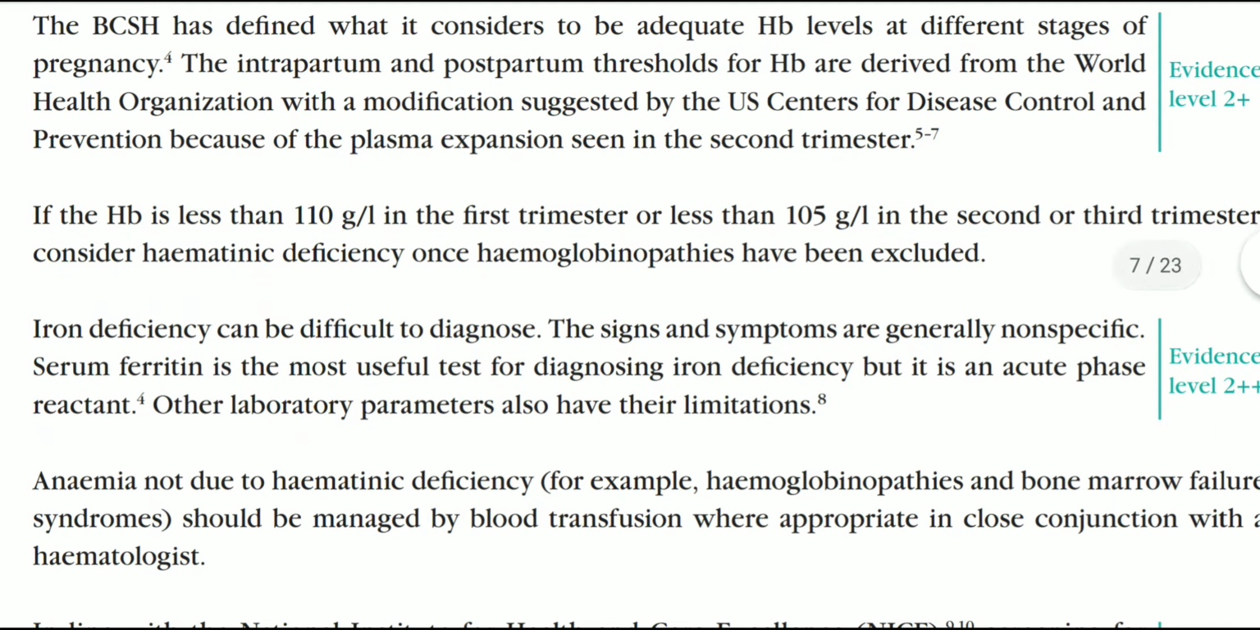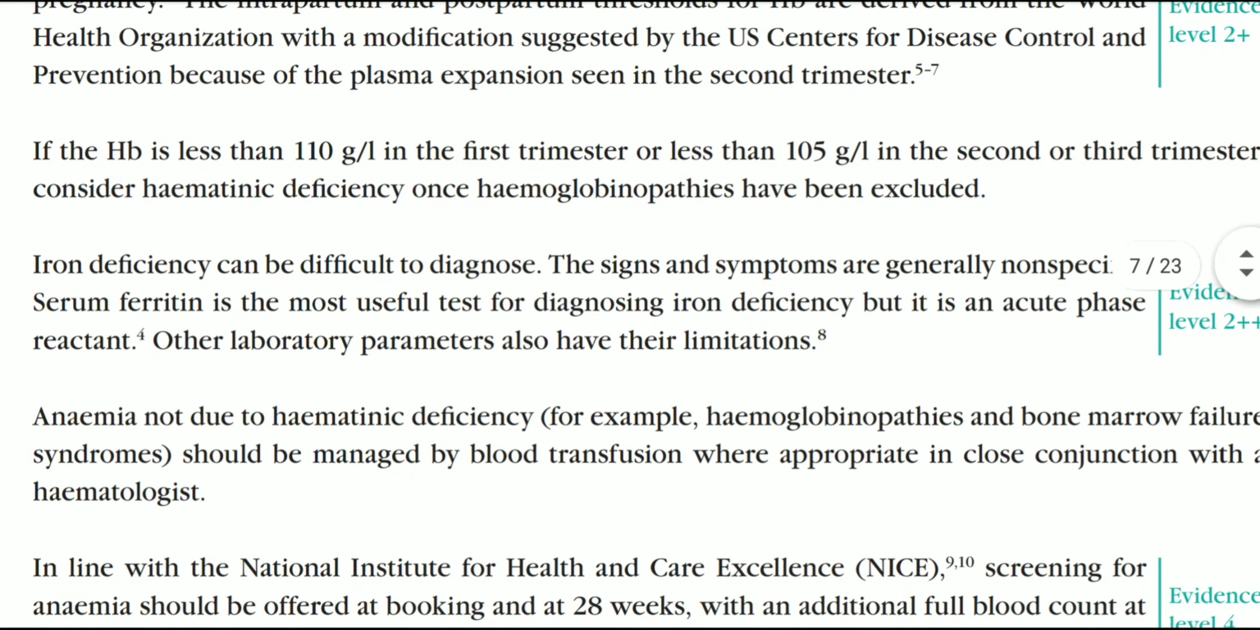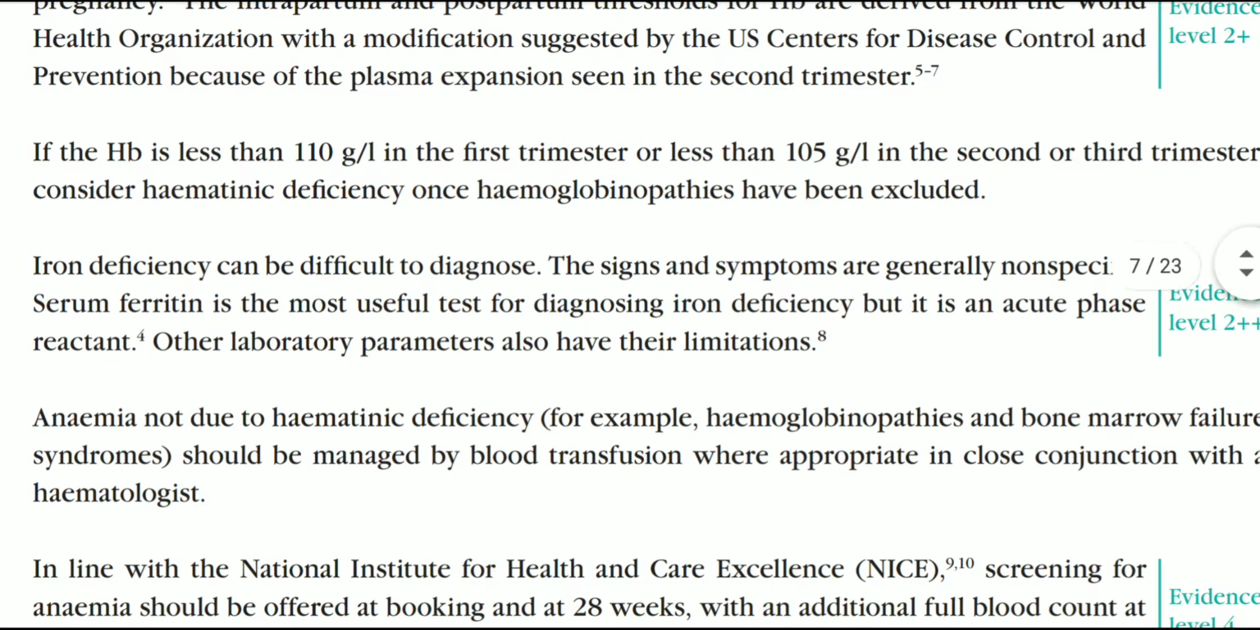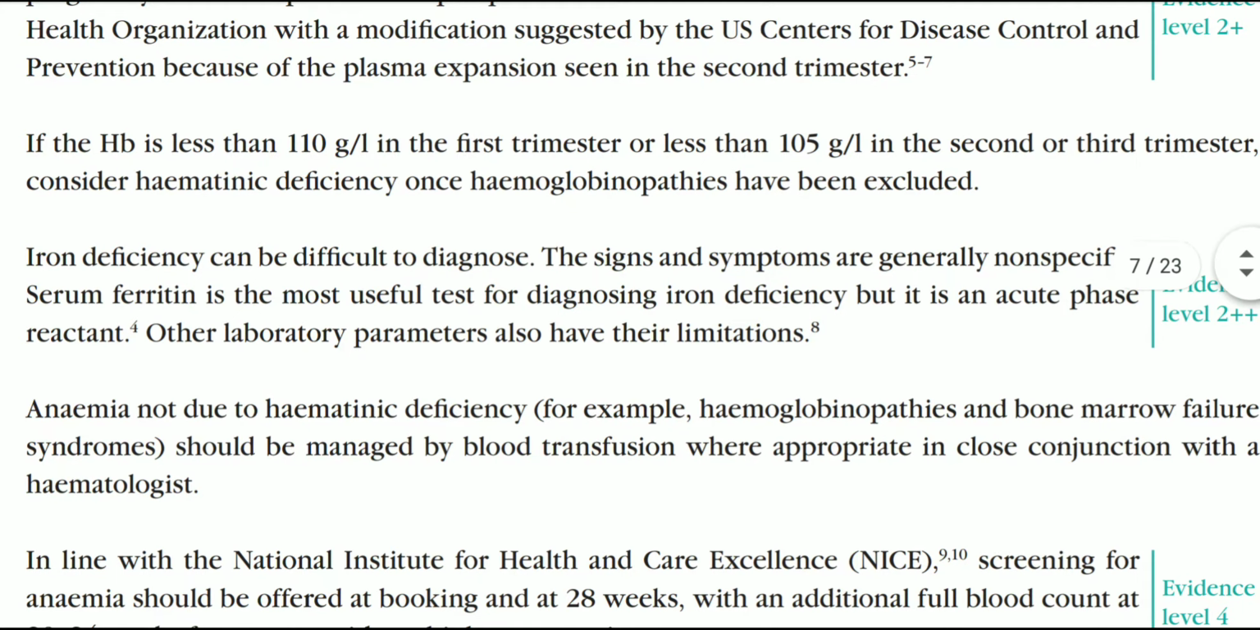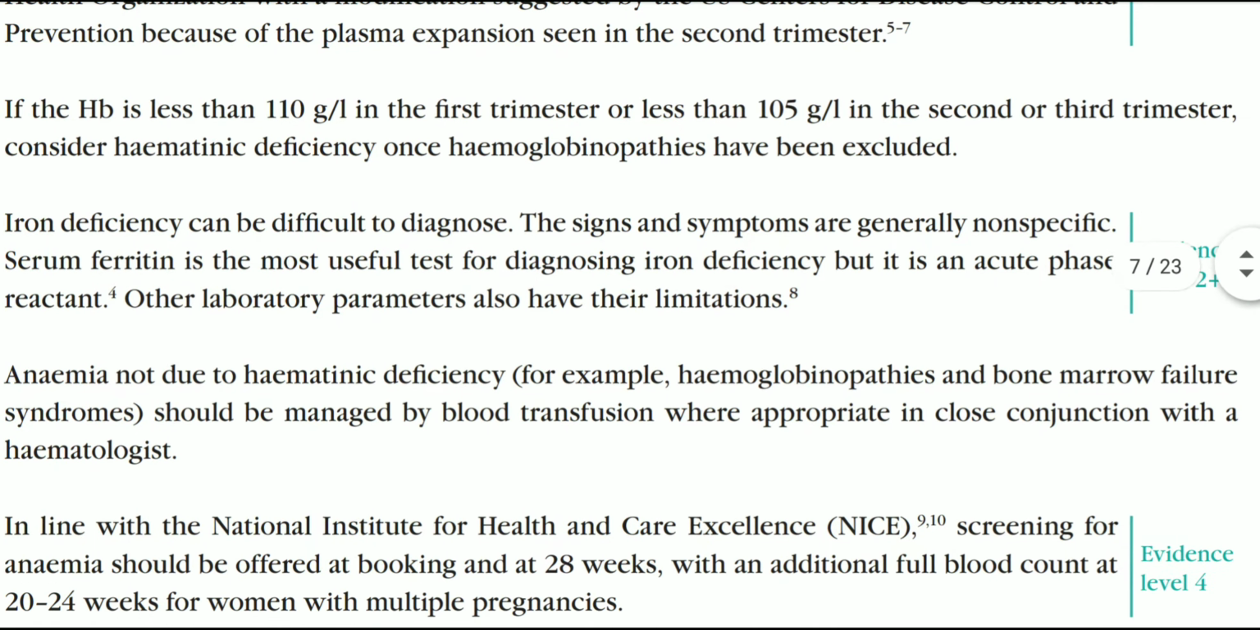Iron deficiency can be difficult to diagnose. The signs and symptoms are generally non-specific. Serum ferritin is the most useful test for diagnosing iron deficiency, but it is an acute phase reactant, and other laboratory parameters have their limitations. Anemia not due to hematinic deficiency, for example hemoglobinopathies and bone marrow failure, should be managed by transfusion where appropriate, in conjunction with a hematologist.